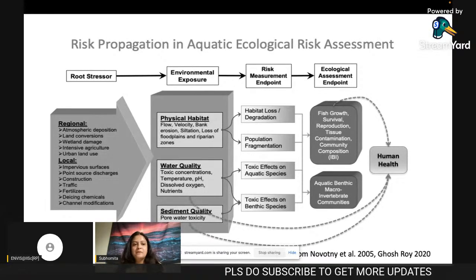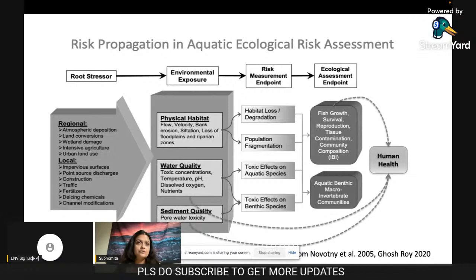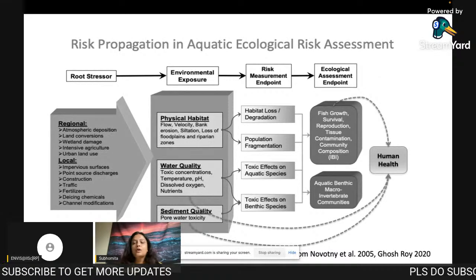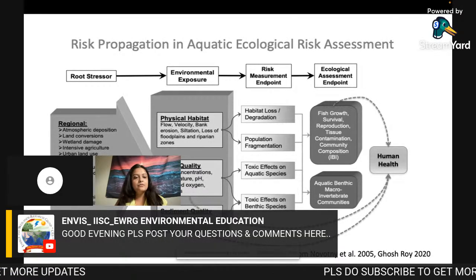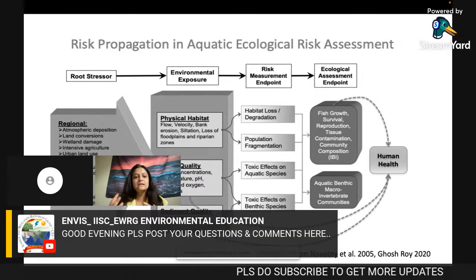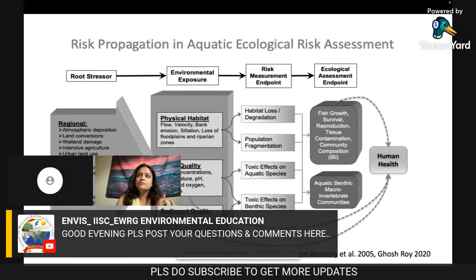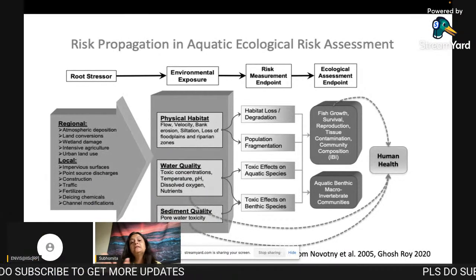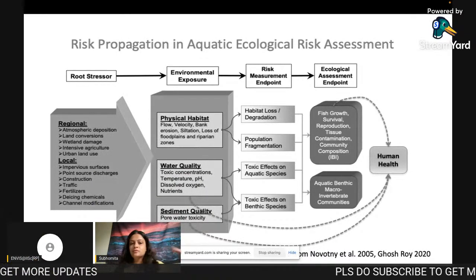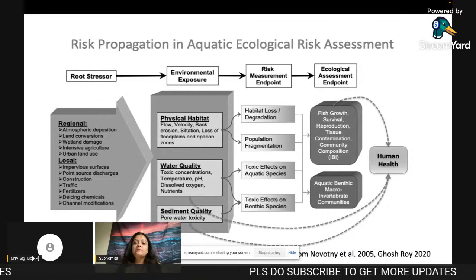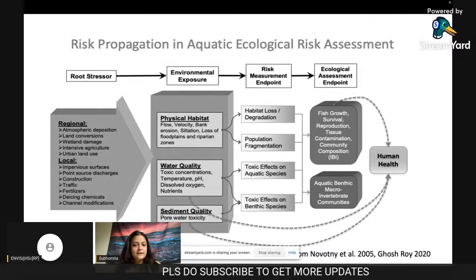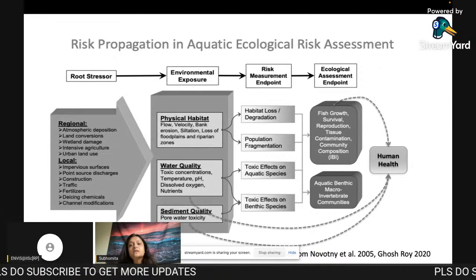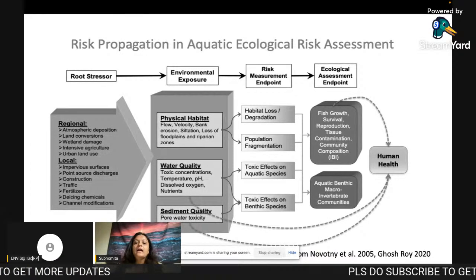Or it can be at a local scale, for example a lot of construction going on in some area, which will lead to a lot of pollutants, a lot of traffic, a lot of fertilizers being used, impervious surfaces, and increased land uses. Those are local scale stresses, which will lead the environment to be exposed to stress factors, and that will mean that environmental quality will deteriorate. There will be changes in physical habitat, and the water quality and sediment quality would deteriorate.